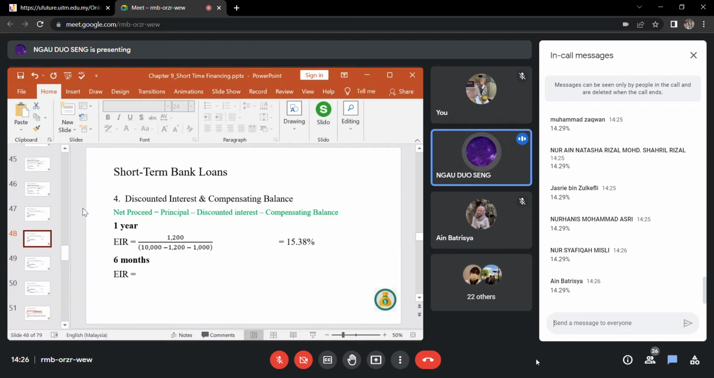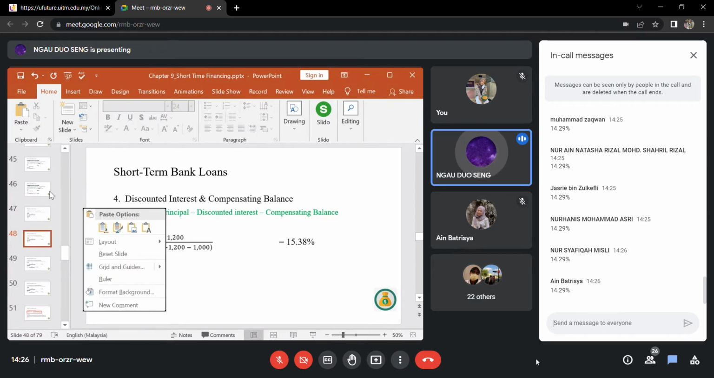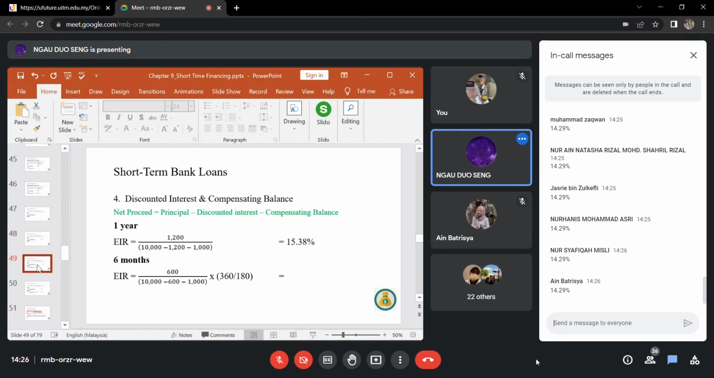All right, so we check. All right, so we have 600 divide 10,000 minus 600, right, minus 1,000 multiply 360 over 180 atau you can use 12 bahagi dengan 6. Right, so we have 14.29, right? So 14.29, then of course we choose this one. This is a lower interest rate, which is a 6 month.